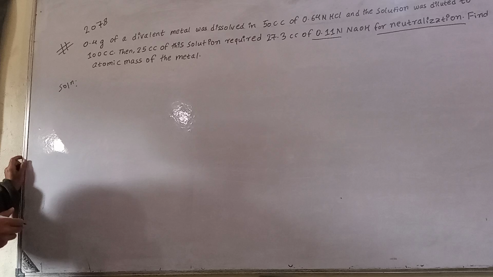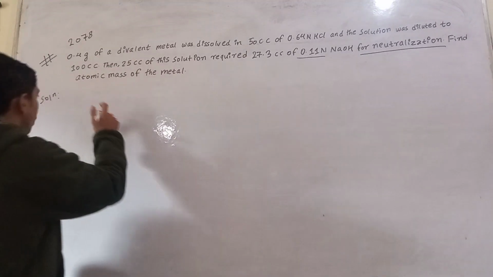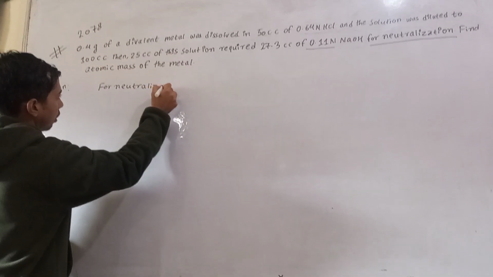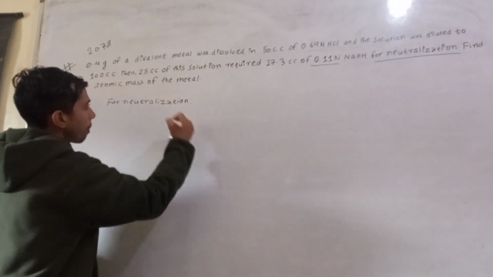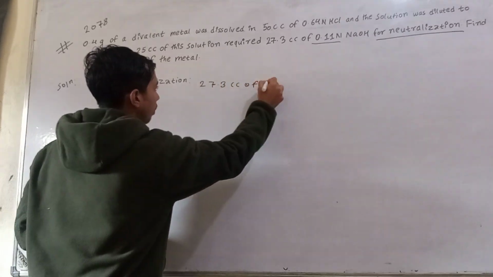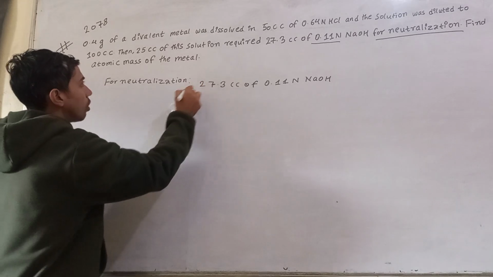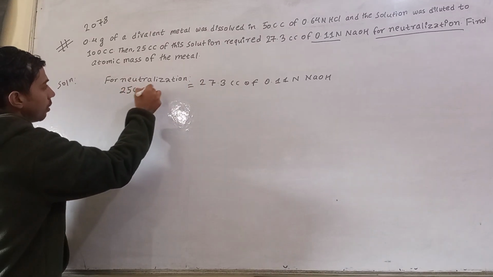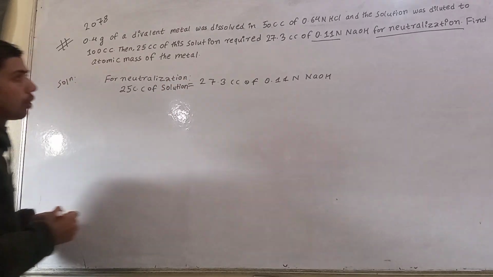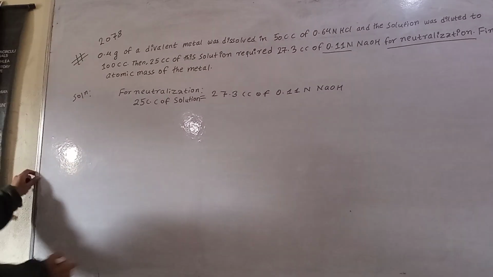For such type of question, we need to start with the clue, that is for neutralization. For neutralization, 27.3 cc of 0.11 normal NaOH equals 25 cc of solution. This is equal for the neutralization, but we need to find out the 100 cc of this solution.